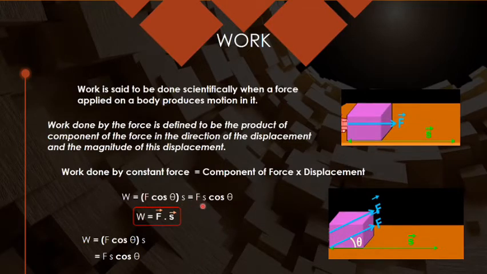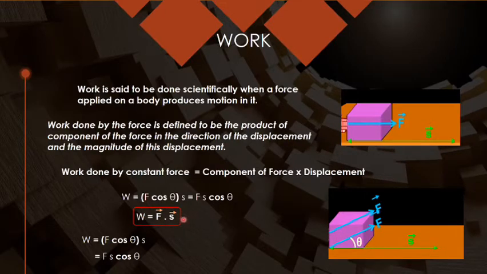I can write it in brief as Fs cos theta, but Fs cos theta is nothing but F dot S. So this is another way of writing the work done: the dot product of force and displacement. Force is a vector quantity, displacement is also a vector quantity. Being the dot product of two vectors, work done is a scalar quantity. This you have to remember.